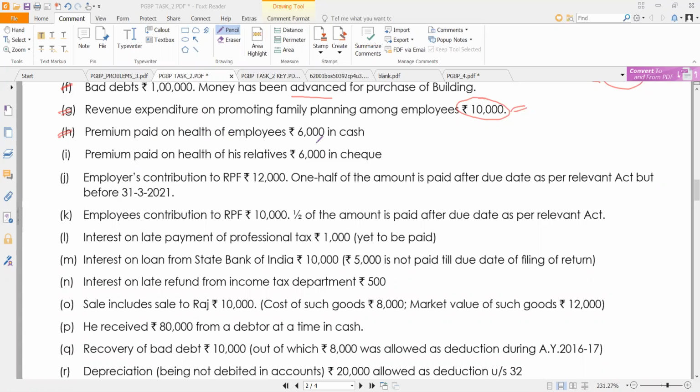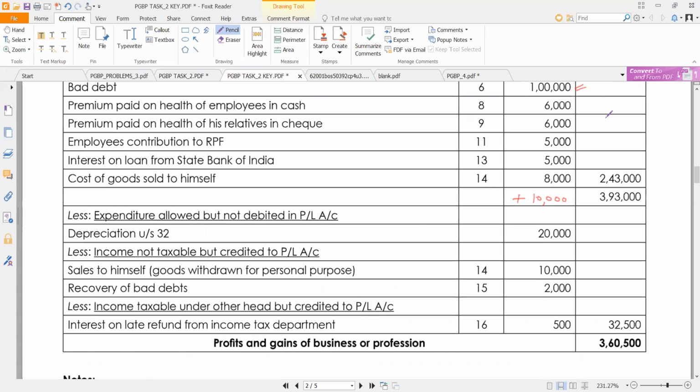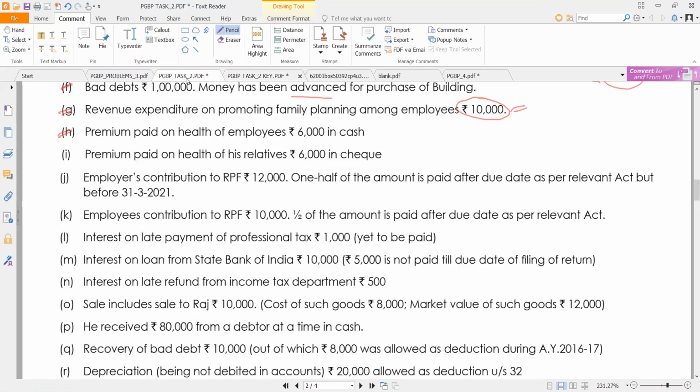Premium paid on the health of employees in cash. In cash, if premium is paid, that is disallowed, because it has to be paid by modes other than cash. Premium paid on the health of relatives. Forget about cheque and cash. That itself is not allowed, first of all. This is unnecessary information. That is where the traps will be laid.